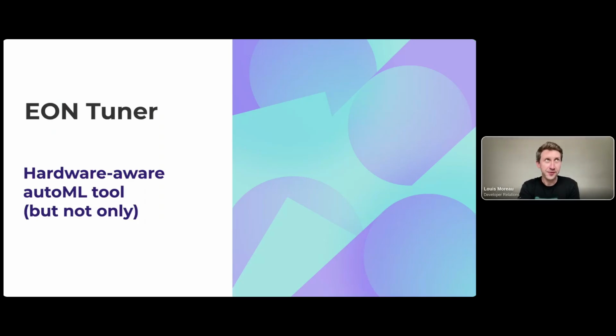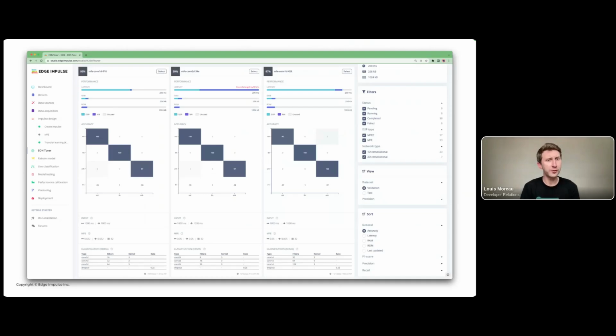Then, when you don't know where to start, your dataset is ML ready but you don't really know how to get started, our Eon Tuner is great for that. It's our AutoML tool, but not only: it's also auto DSP, and it's hardware aware, so it's great. For those who are not familiar with the Eon Tuner, that's the view that you can get.